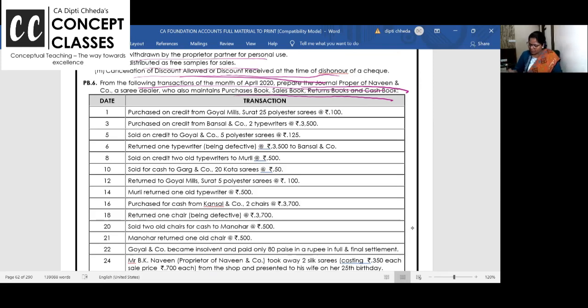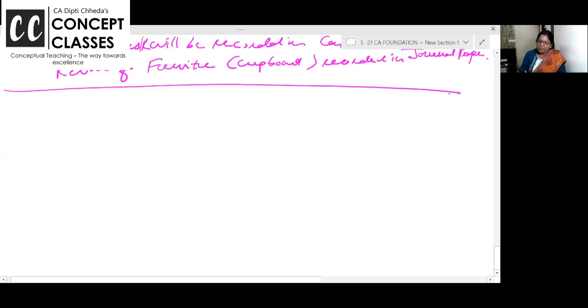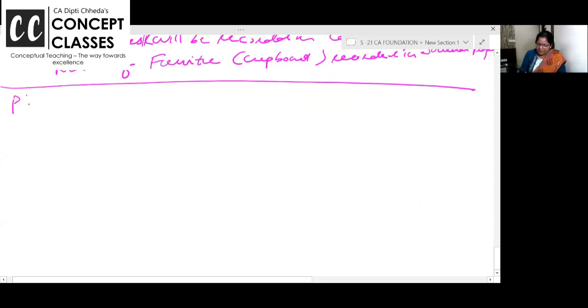So shall we make problem number 6 के लिए journal proper? बाद में एक काम करते हैं ना. You all have this material with you, no? ठीक है, चलो देखो ना. Problem number 6.